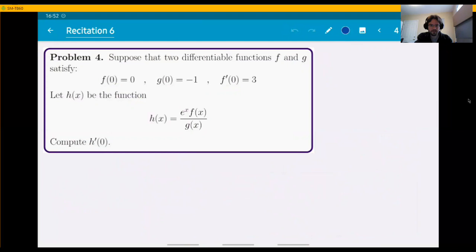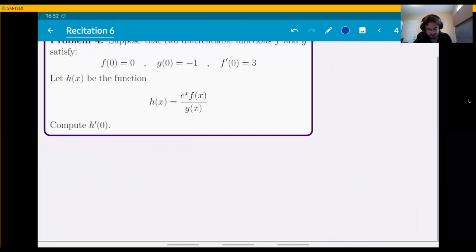Suppose that two differentiable functions f and g satisfy this. We don't know what they are, but we know some of the values of the functions as well as one of the derivatives. Let h be this particular combination. Compute h prime of 0. How do we do this?